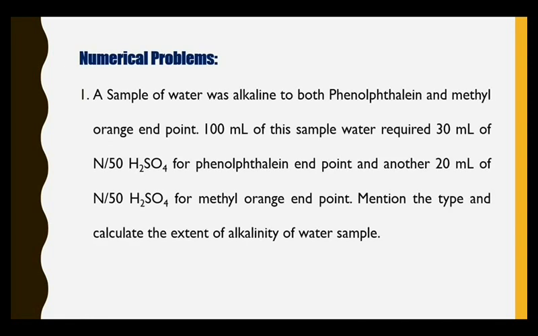Let us solve a numerical problem. A sample of water was alkaline to both phenolphthalein and methyl orange endpoints. 100 ml of the water sample required 30 ml of 0.2 normal sulfuric acid for the phenolphthalein endpoint, and another 20 ml of 0.2 normal sulfuric acid for the methyl orange endpoint. Mention the type and calculate the extent of alkalinity of the water sample.